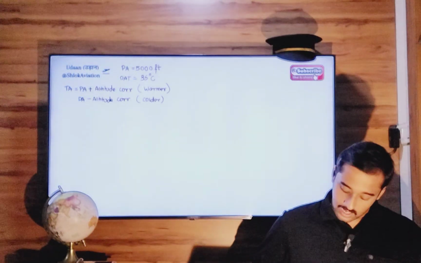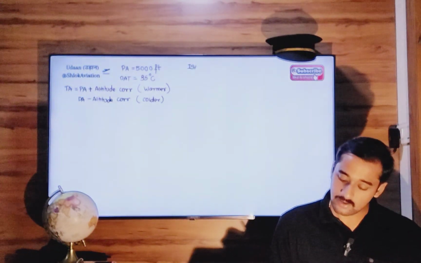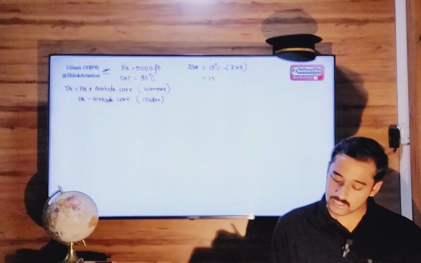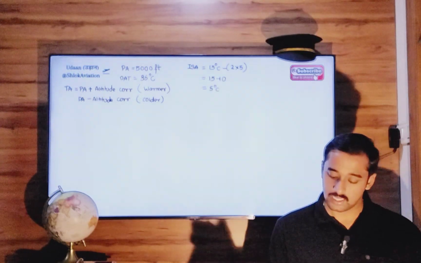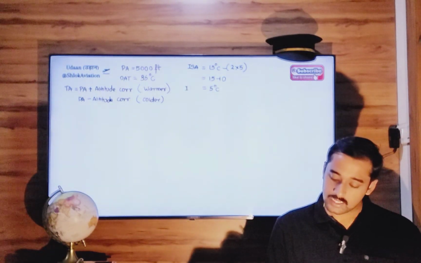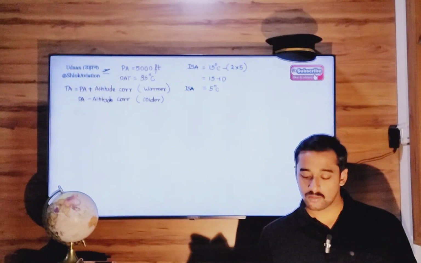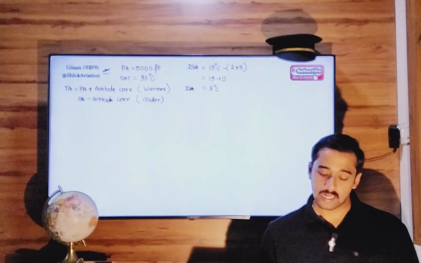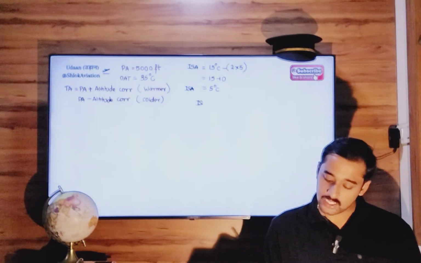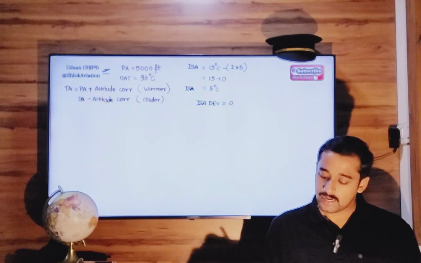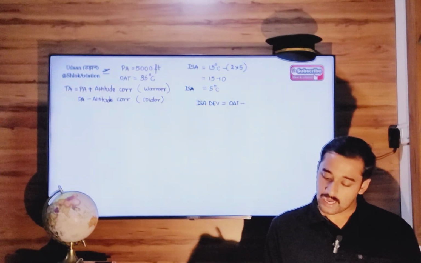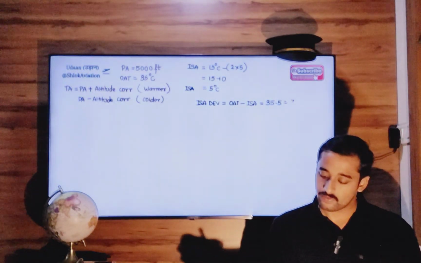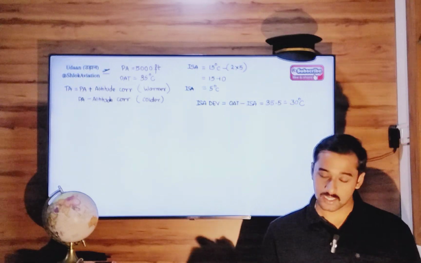Coming back to this, ISA temperature at 5,000 feet will be 15 degrees Celsius minus 2 into 5, 15 minus 10 is 5 degrees Celsius. So ISA states that at 5000 feet you must have 5 degrees Celsius, but reality is different from ISA. Outside air temperature or actual temperature is 35. So ISA deviation is equal to outside air temperature minus ISA temperature. So 35 minus 5 is 30. So ISA deviation is 30 degrees Celsius.